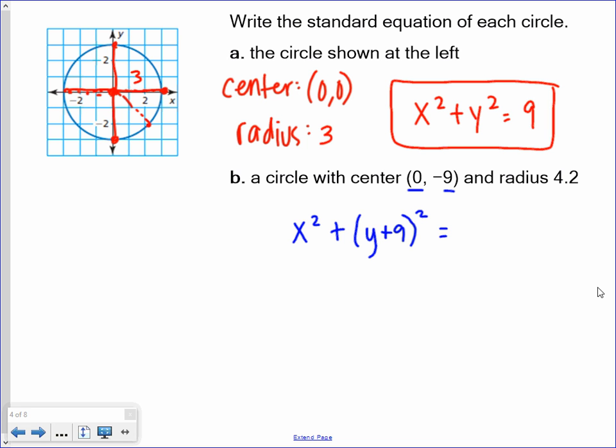So 4.2 squared, by the way, is not 16.4. 4.2 times 4.2 is what?